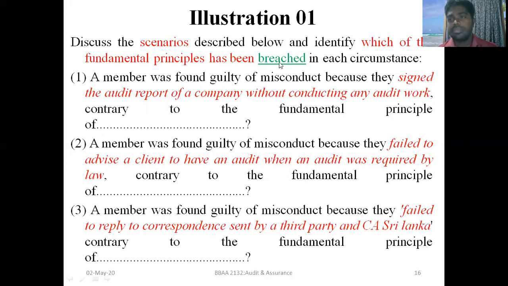What does breach mean? Broken or violated in each situation or circumstance. 5 circumstances are given. So for each circumstance or situation, you should identify which fundamental principle has been breached, broken or violated. What are those 5 fundamental principles? 5 principles are there: objectivity, integrity, professional competence and due care, confidentiality, and professional behavior. One by one we can see.